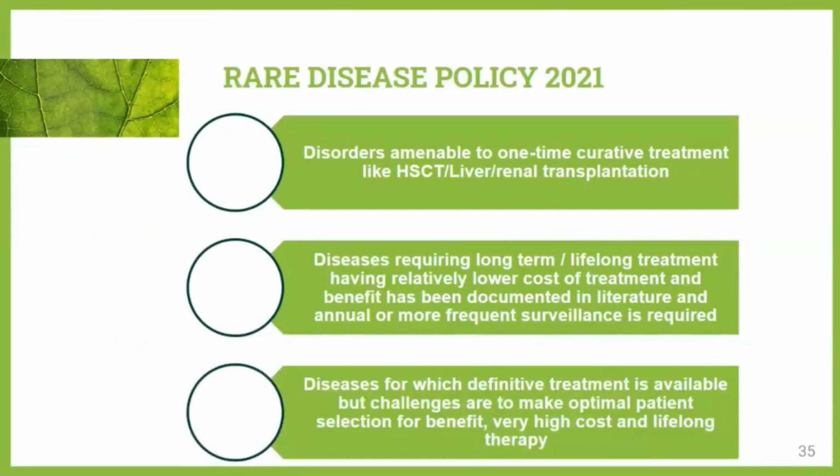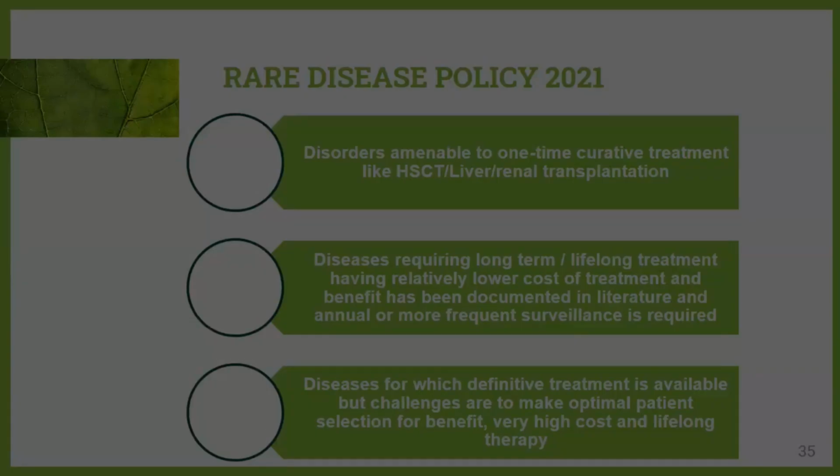Rare disease policy: the treatments have been classified into 3 headings, but now these 3 headings are not there, just for an understanding. Diseases amenable to one-time curative therapy like HSCT and LSCT; long-term, lifelong treatment with relatively lower cost; and diseases for which definitive treatment is available, but the challenge is optimal patient selection. You can go to the Rare Disease Policy 2021. Everybody should read it, because definitely somebody will ask you if you are trained in this.